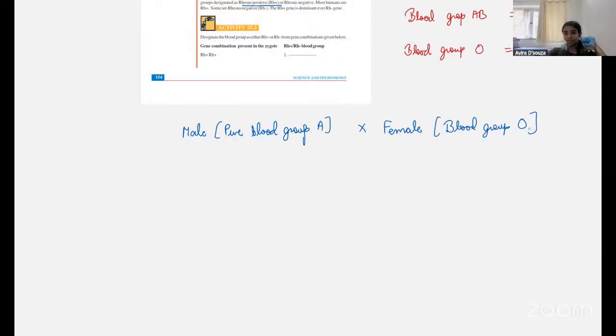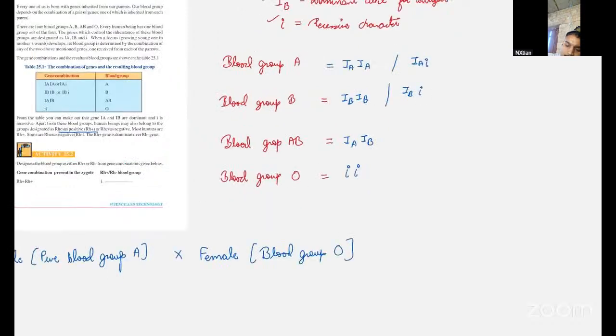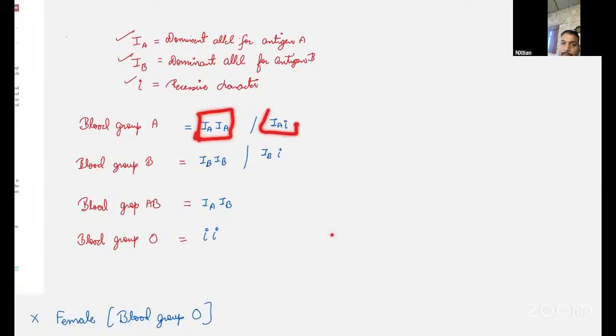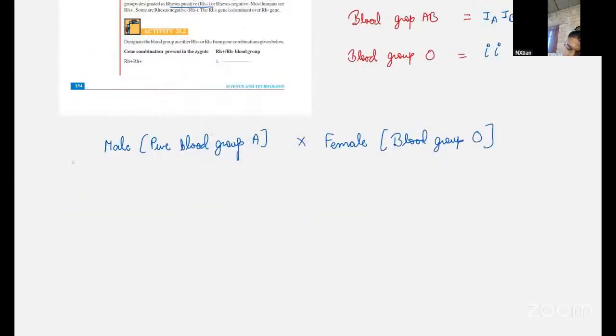Pure blood group A. If I talk about this one, it has both the same allele, IA. It is called pure, which is also homozygous, and this is impure, which is also heterozygous. So what is the pure allele then? IA, and so it will be like this: IA and IA.